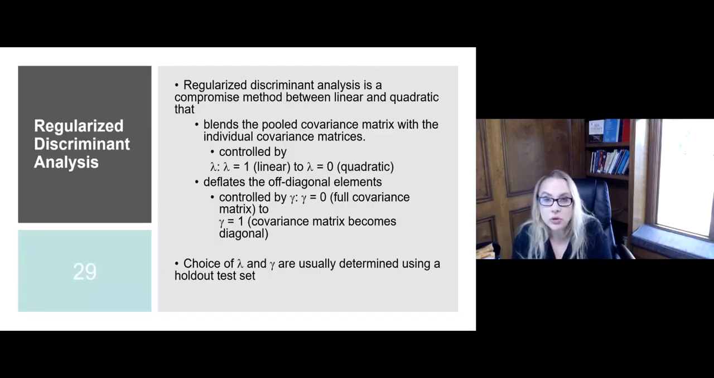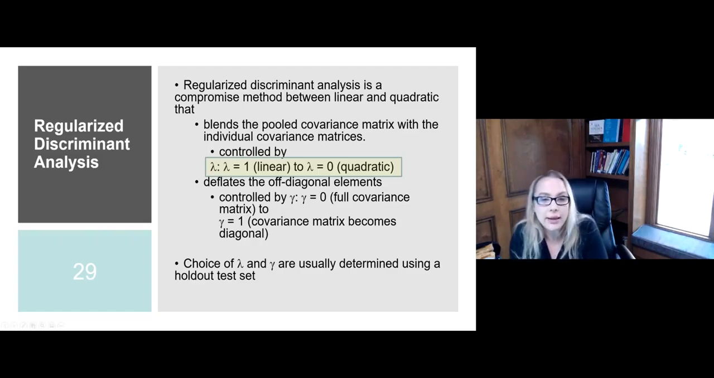Similar to other algorithms, you can also apply regularization to the discriminant analysis, and regularized discriminant analysis is a compromise between linear and quadratic that blends the pooled covariance with the individual covariance matrices. And so that is what we're seeing here. It's controlled by this lambda, where lambda equals 1, it is linear, and when lambda equals 0, it's going to be quadratic. So you're going to do a mix of the two, and it deflates the off-diagonal elements. And so again, you can see how this is done here.